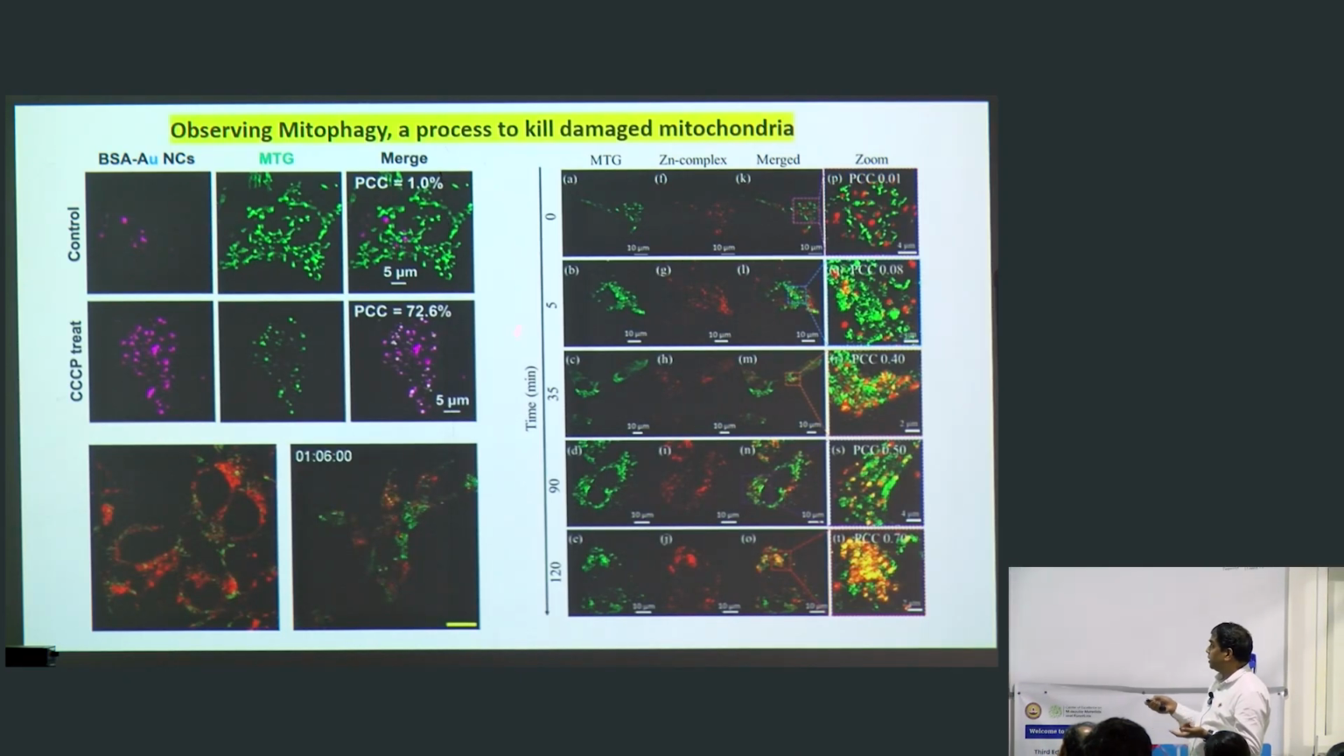Here also, in a time dependent manner, you can see that in case of these two different materials, whenever they are far apart, there is no co-localization, but with time the red and green gradually merge together and we get the yellow spots, which basically tells that mitochondria and lysosomes are coming in contact with each other. It means the lysosome is taking the mitochondria and then killing them.